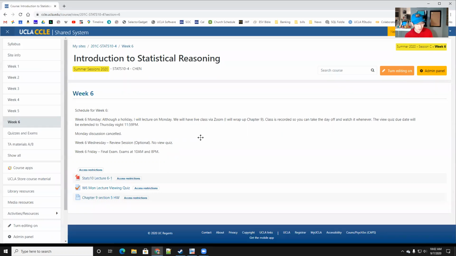Okay. Well, today what I will do is cover the last section, which is section 5 in chapter 9. So we're going to wrap that up today. And that will be it for today.